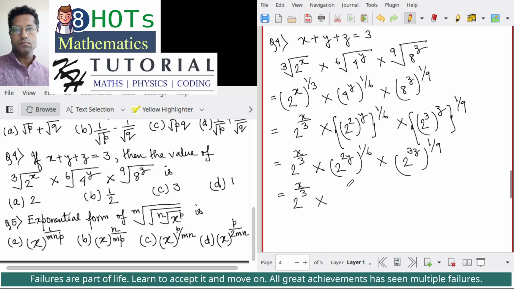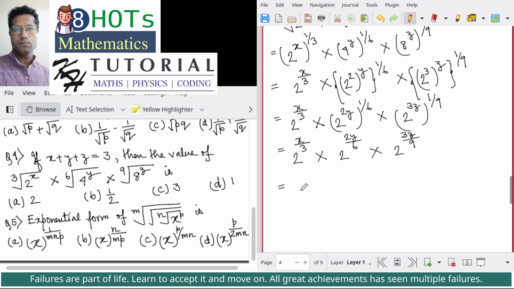Again applying the laws of exponents, a power of a power, the second factor will become 2 to the power 2y by 6, and the third factor will be 2 to the power 3z by 9. This is equal to 2 to the power x by 3 multiplied by 2 to the power, if we simplify 2y by 6, it becomes y by 3, and multiplied by, if we simplify 3z by 9, it becomes z by 3.